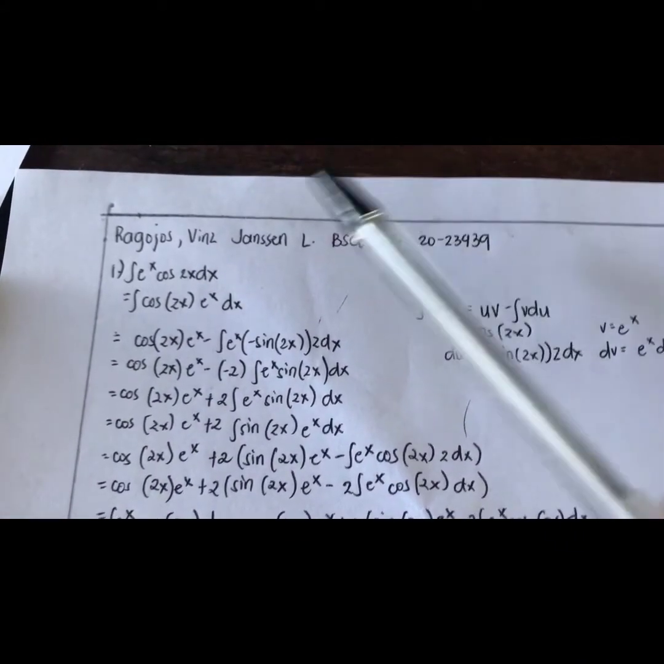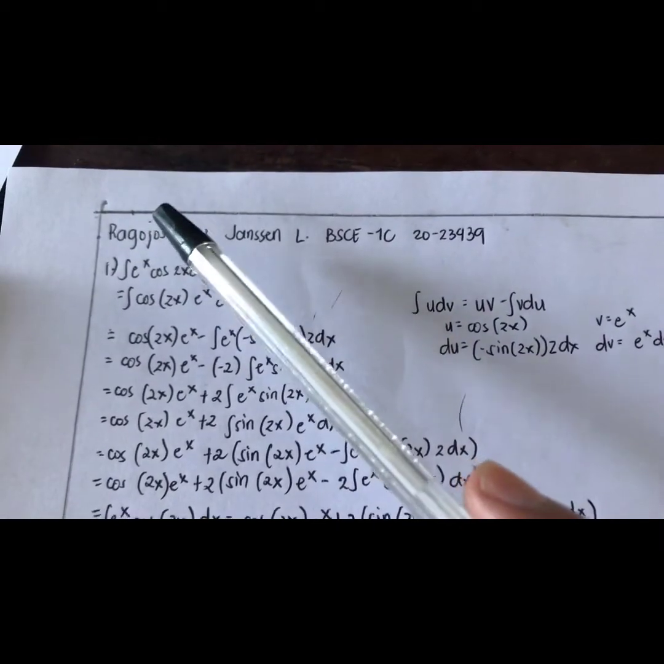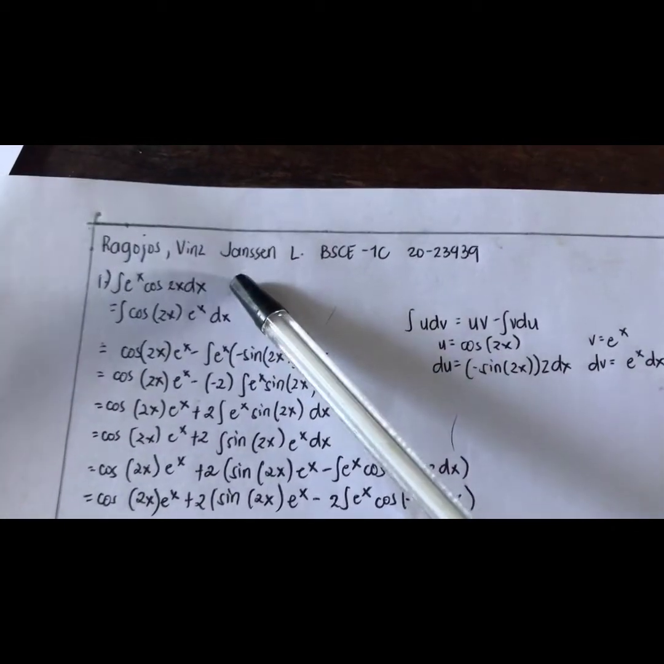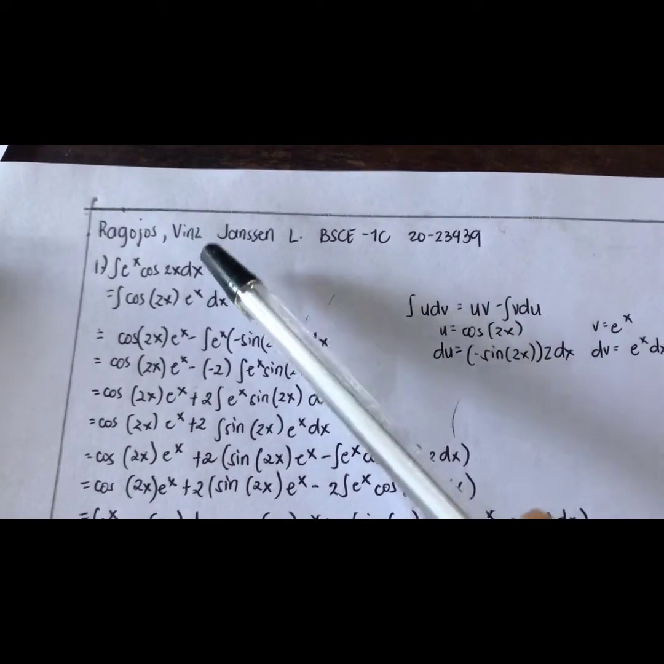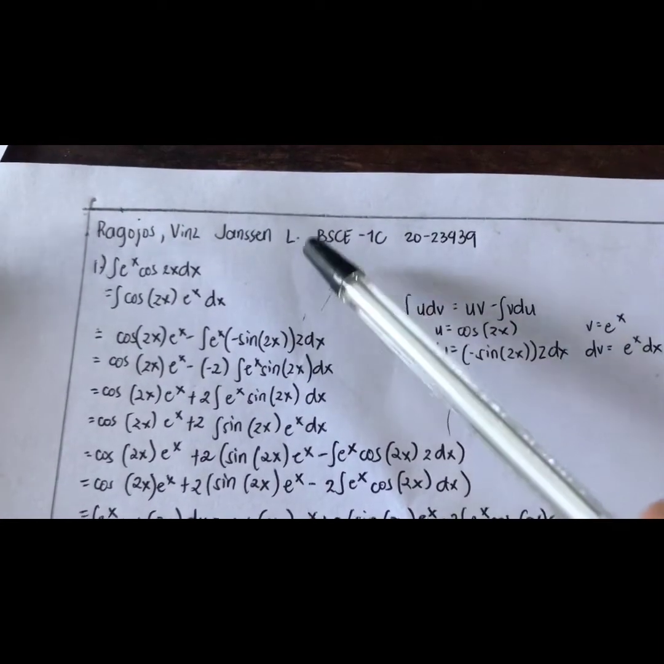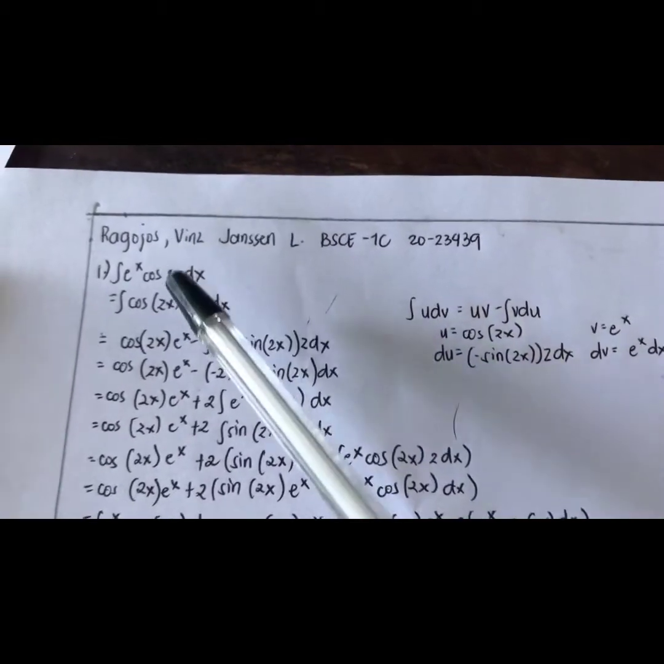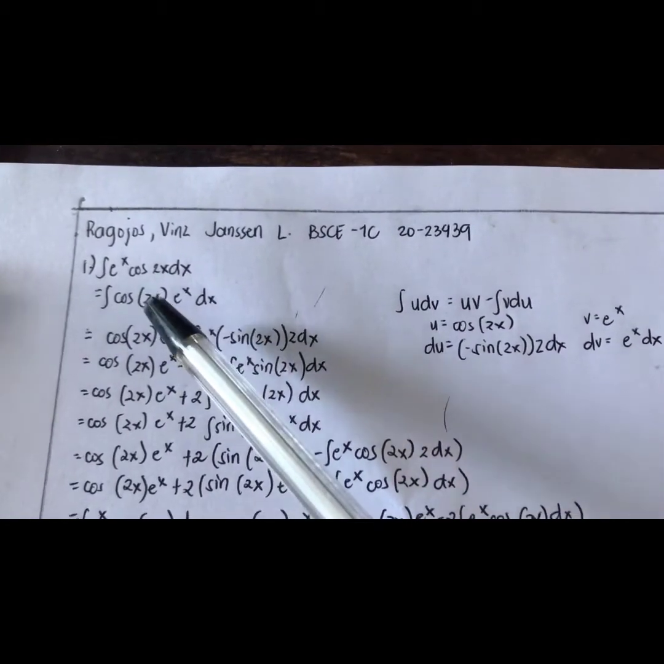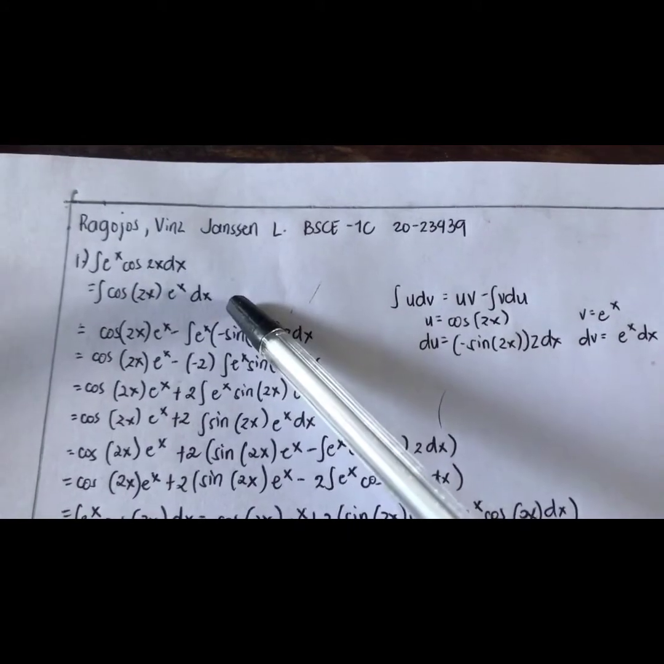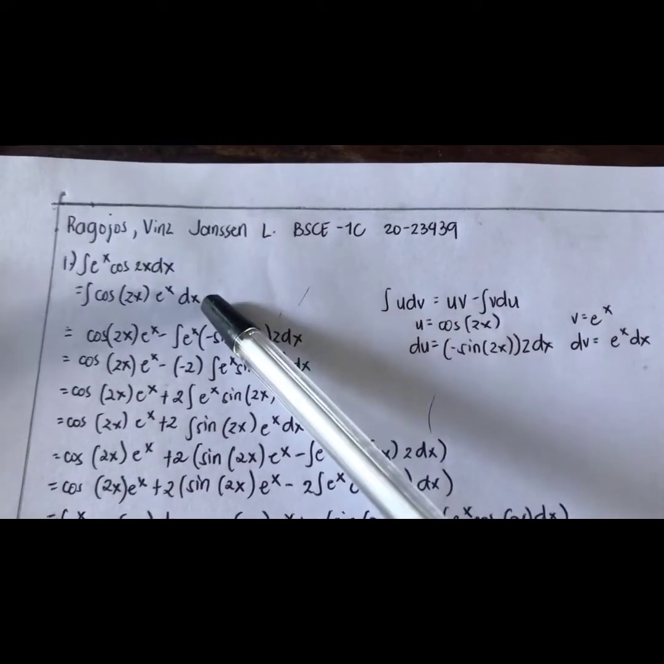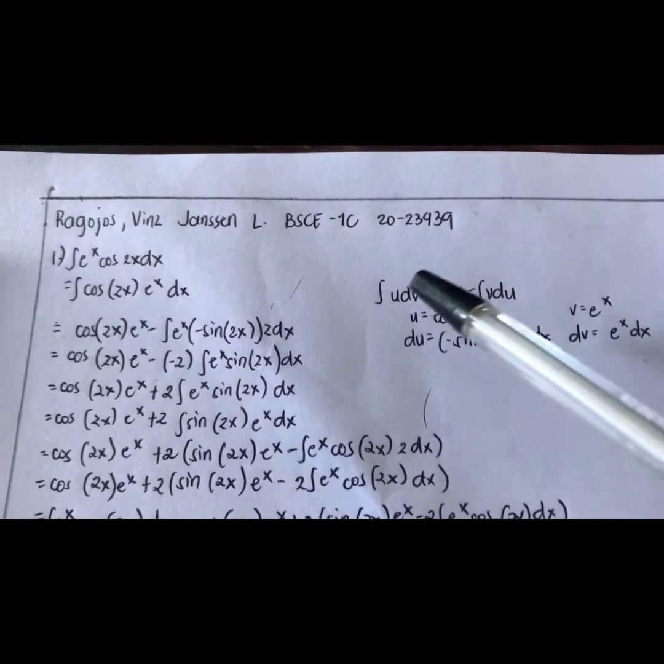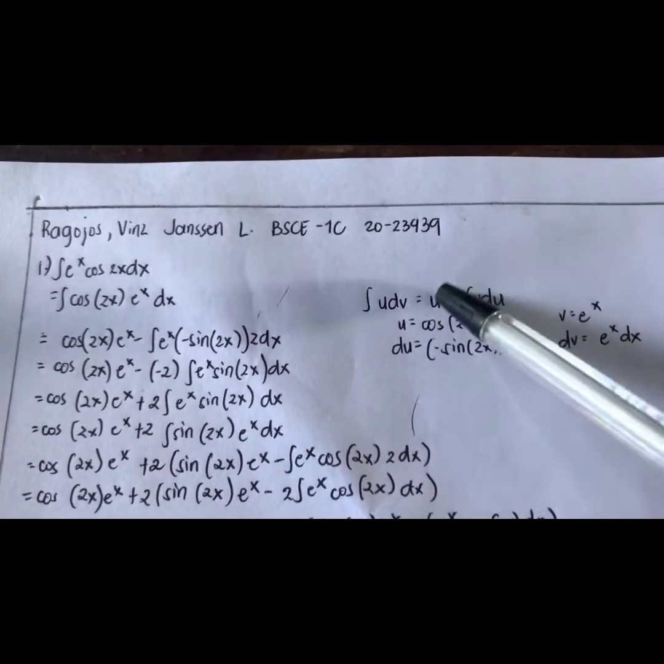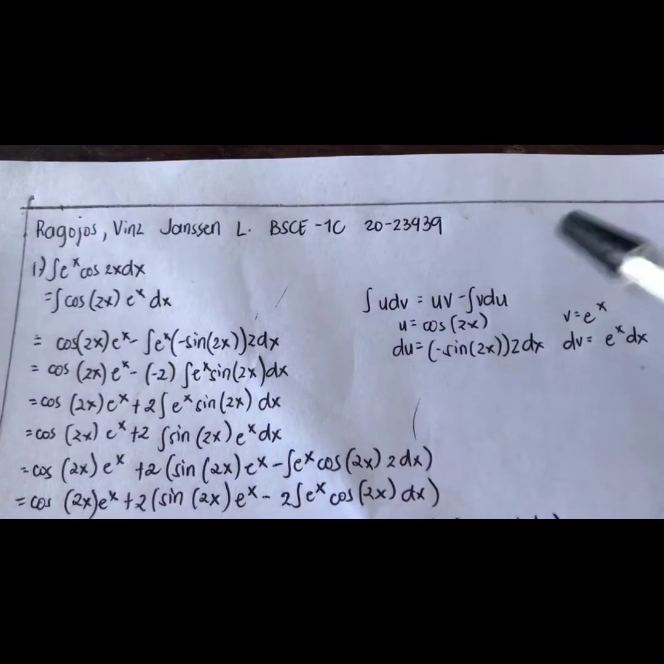Problem number 1. The integral of e raised to x times cosine 2x dx. The first thing that we're going to do is order these terms using the commutative property, and that will give us the integral of cosine 2x times e raised to x dx. And then we're going to evaluate this using the partial integral formula, which is the integral of u dv is equal to uv minus the integral of v du.